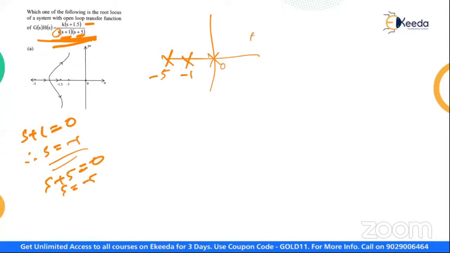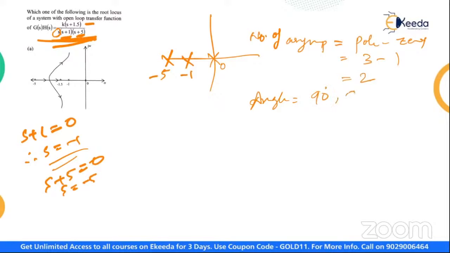Let us see the number of asymptotes. The number of asymptotes is given by number of poles minus number of zeros. The number of poles is 3, minus the number of zeros, which is only 1, so it is 3 minus 1, which is equal to 2. The moment the number of asymptotes is 2, the angles of asymptotes will be 90 degrees and 270 degrees. Correct or not? Yes.